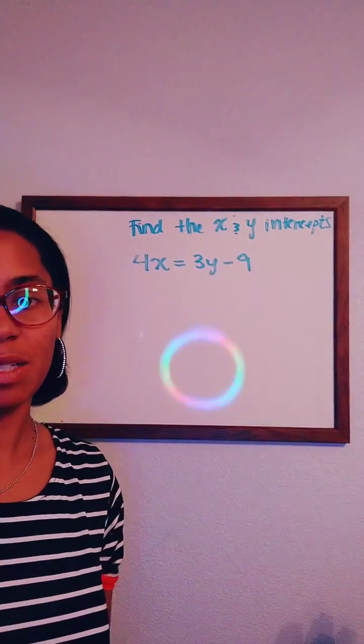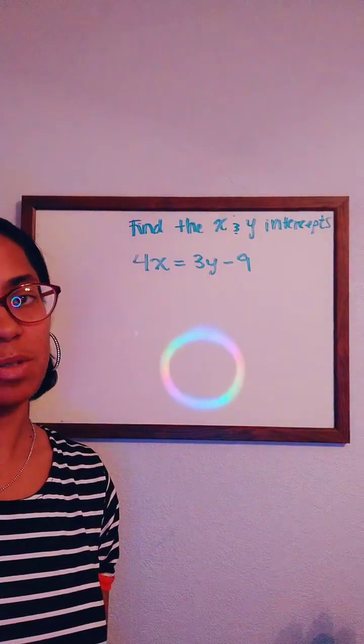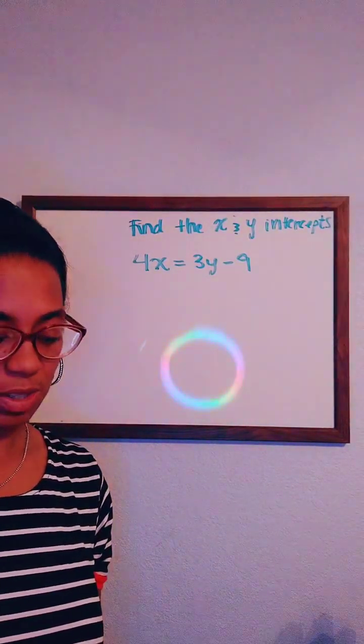We're just finding the x and y intercepts. So there is a certain number that we substitute in when we find the x and y intercepts.